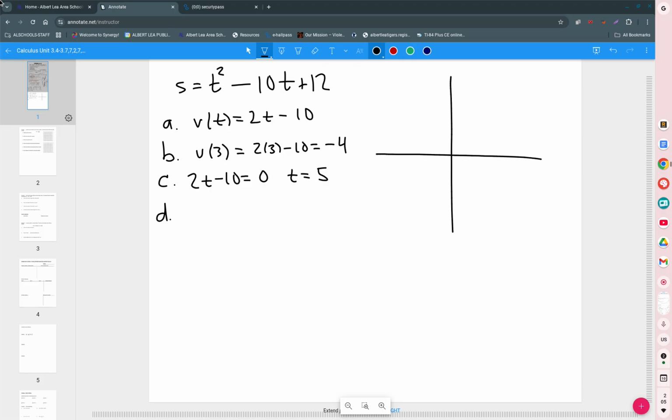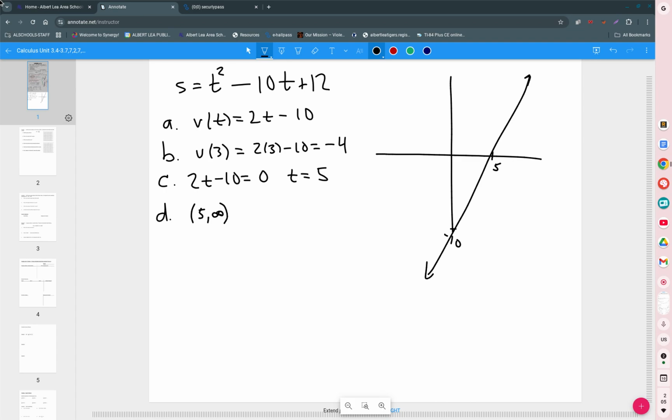So 6 minus 10 is... Is it always the same? Oh, wait, it's always the same in words. It's always the same as C. Checks out. I'm hearing that you're putting it down.